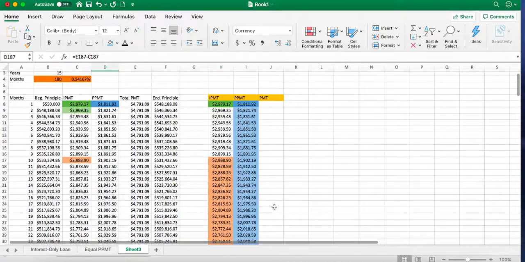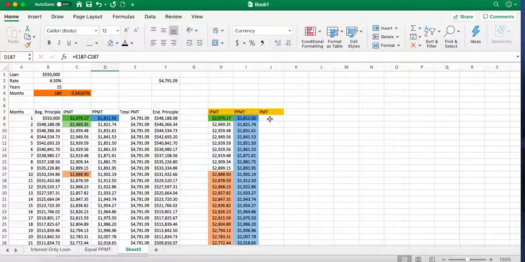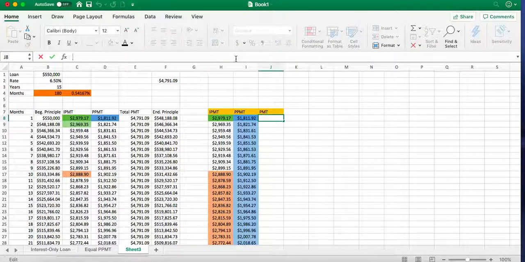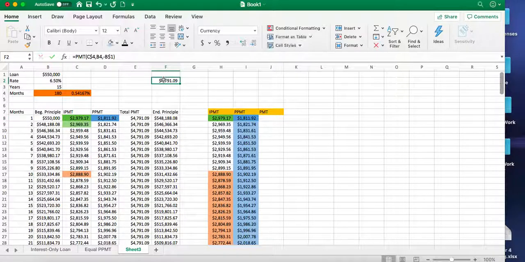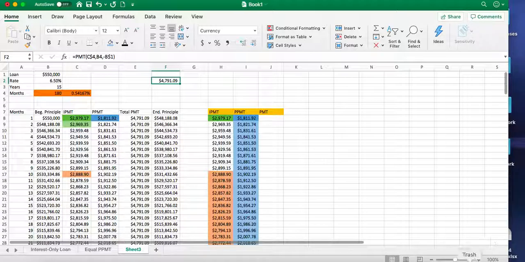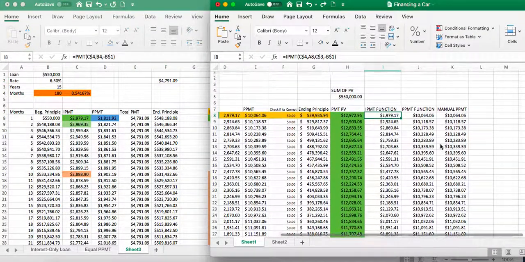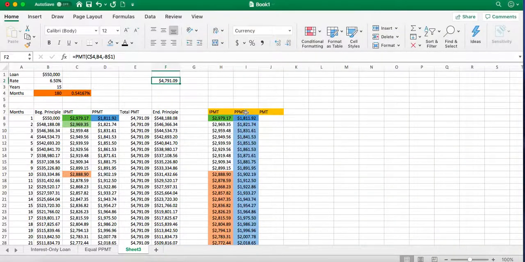And finally, the last function, the PMT function, which we don't really need to show you because we already did it up here. And it's going to be the same, so I don't have to show you that. But I can show you how to do it manually.